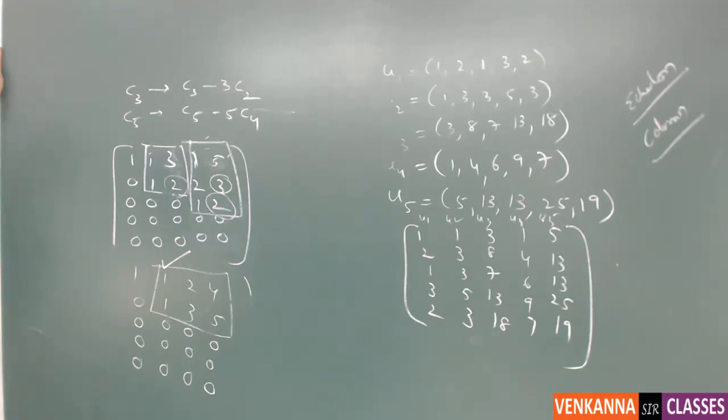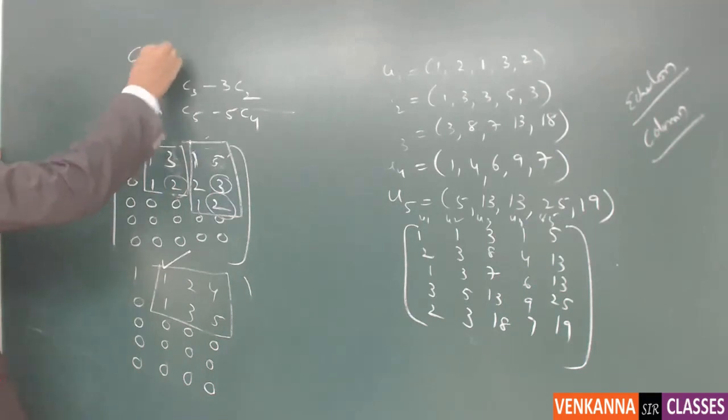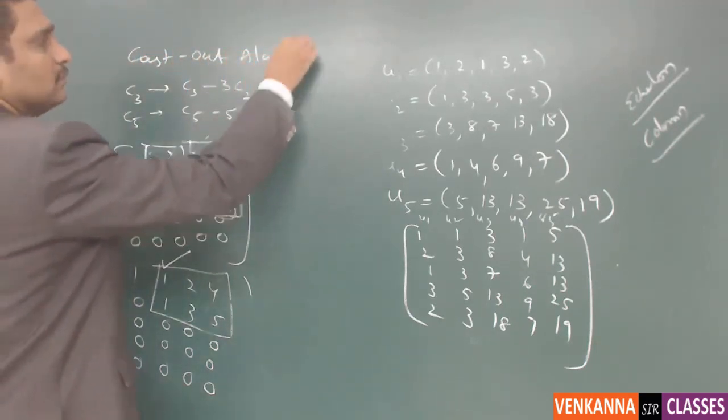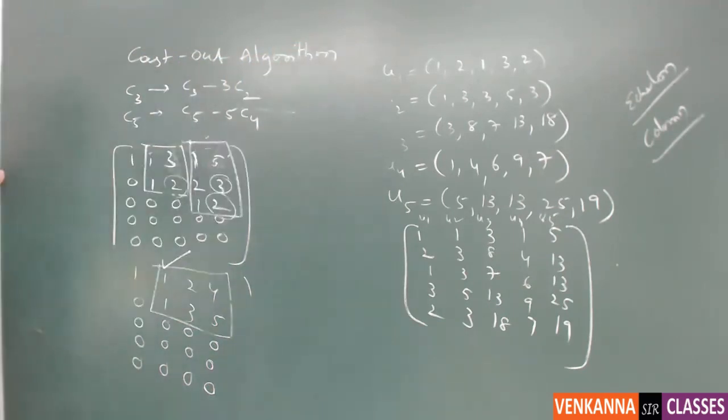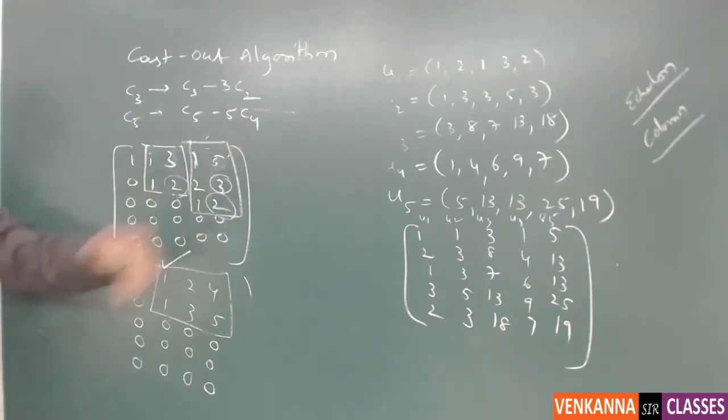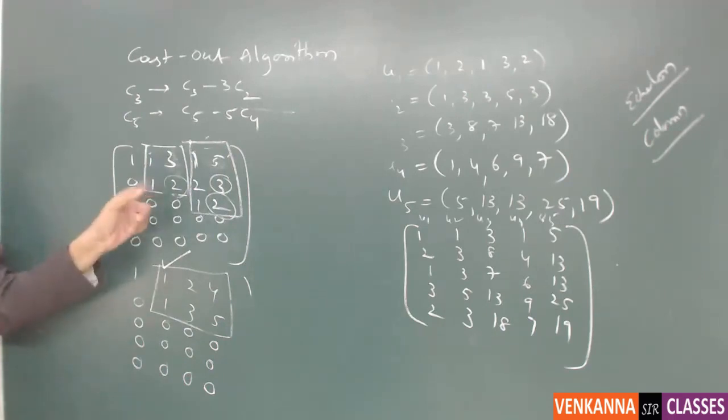Fine. So this type of method, we call it the casting out algorithm or cast out algorithm. So what does it mean? Suppose you fix a column, you will check the pattern for which other columns have a similar pattern. You remove them. So this one will be taken as independent. Like that we go. So as per the algorithm, you take U1, U2, U4 as the basis vectors.